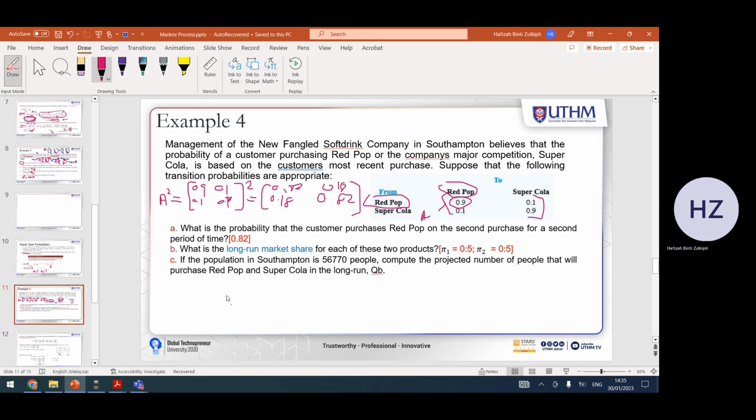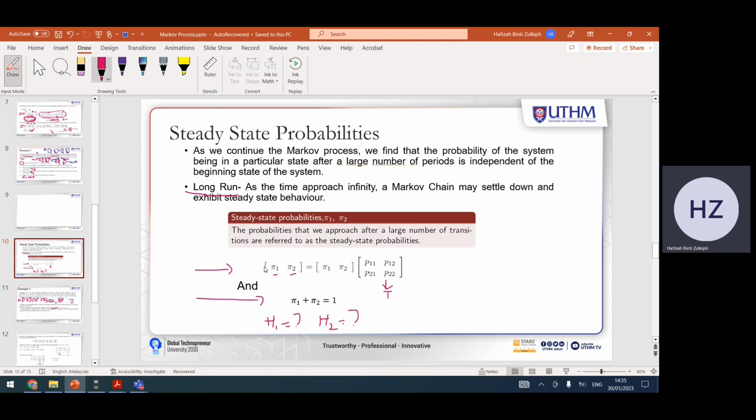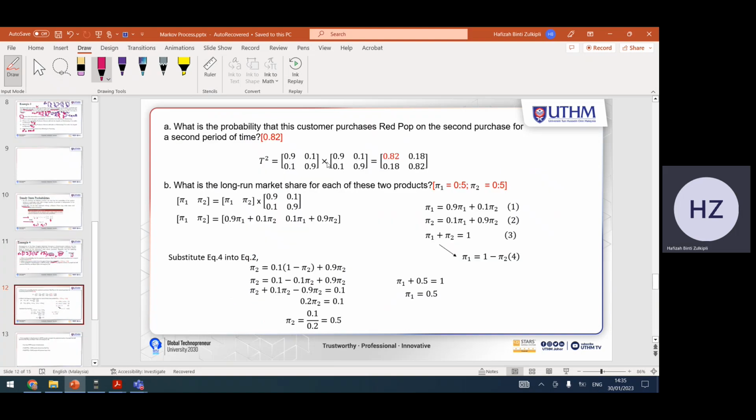Okay. So what is the long run market share for each of these two products? So when it says long run, you need to use this equation. So you need to have pi 1, pi 2 equal to matrix of pi 1, pi 2 times matrix A just now. And then we have pi 1 plus pi 2 equal to 1. Okay, so we solve this problem. So we have this equation.